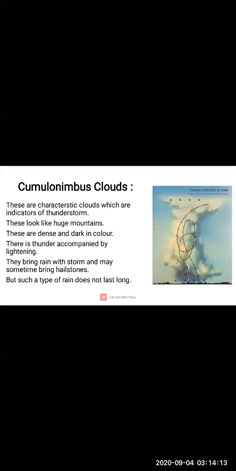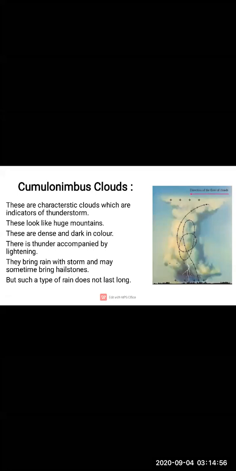We suddenly see that the sky appears dark. There is thunder accompanied by lightning. They bring rain with storms and may sometimes bring hailstones also. Children, we know hail. Hails are what, children? They are small balls of ice that fall from the sky like rain. So they bring rain with storms and may sometimes bring hailstones.